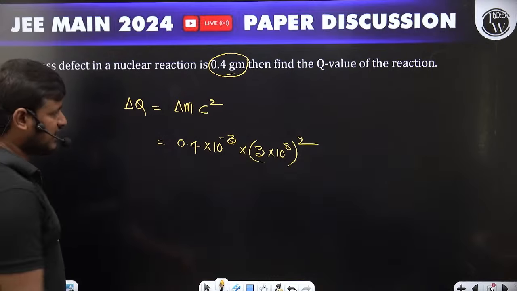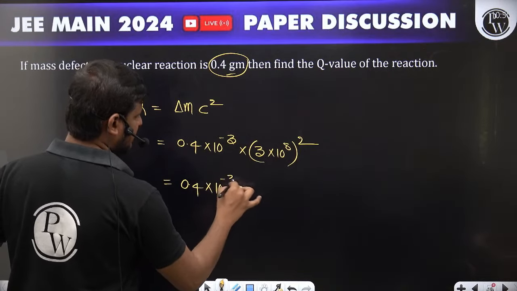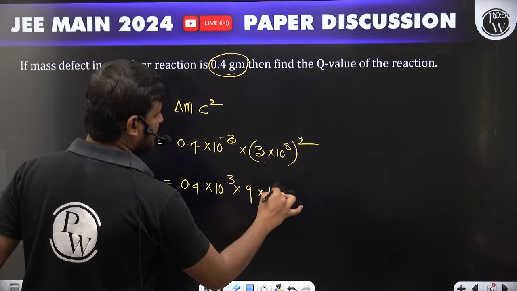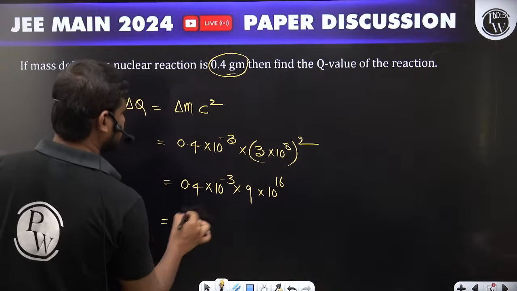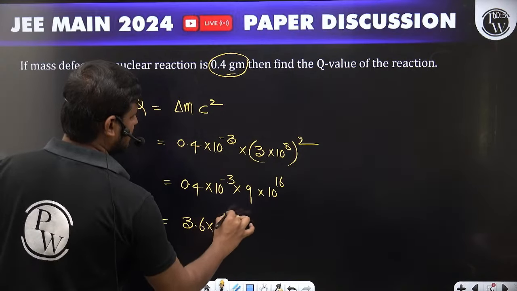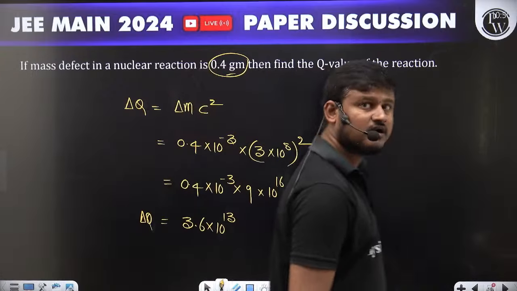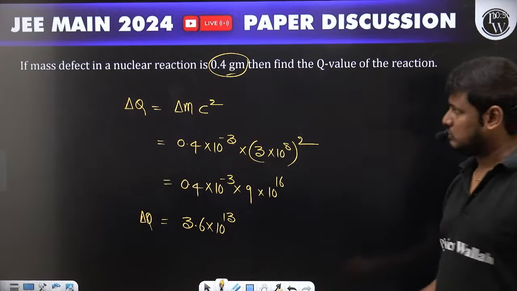So I can write here 0.4 into 10 to the power minus 3 into 9 into 10 to the power 16. So this comes out to be 3.6 into 10 to the power 13. So this is delta Q. Clear? Sure.